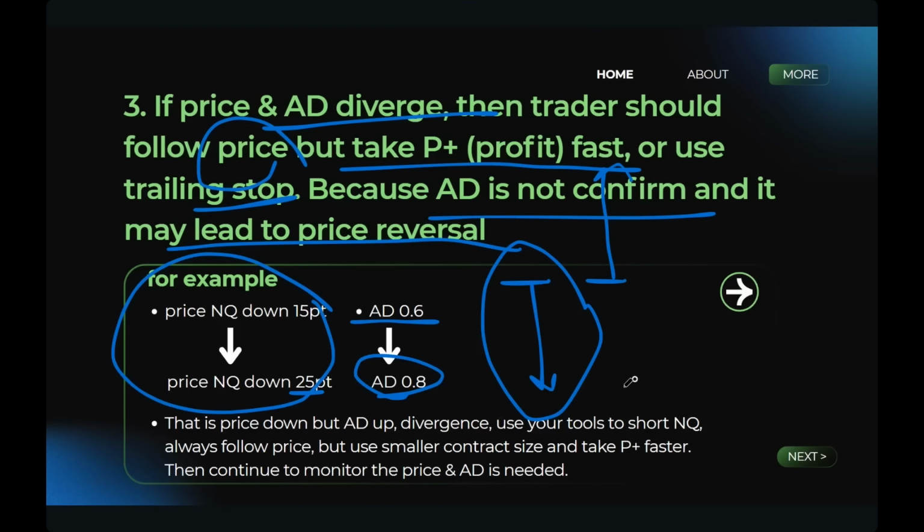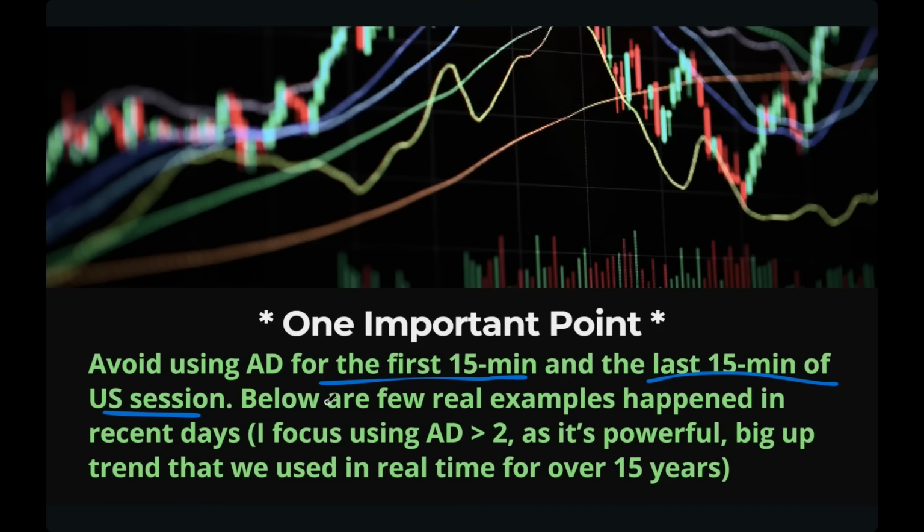Either you use moving average, moving down, but once it's not sloping down, like once it's flat, immediately take profit because AD is moving up, it's a divergence. No one can predict when the divergence may happen, so we just take the safe profit. One important point: avoid using AD for the first 15 minutes and the last 15 minutes of the US session.